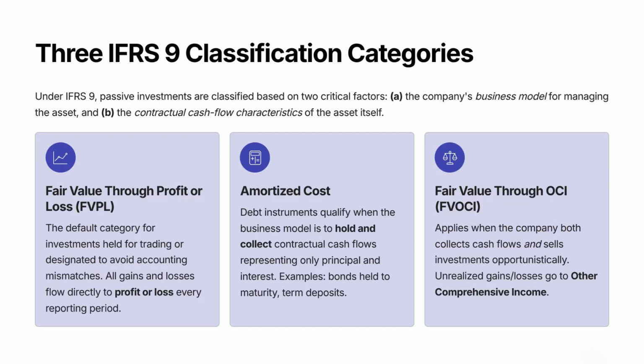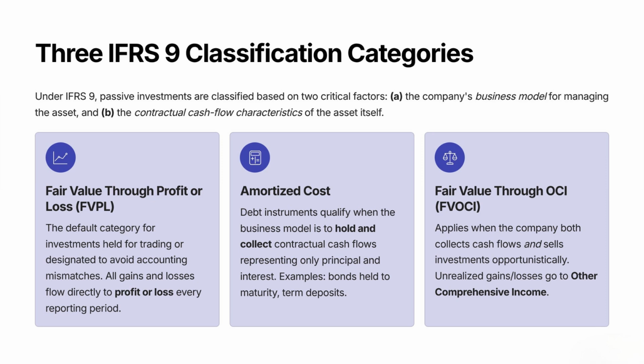Under IFRS 9, passive investments are classified based on two main factors: A, the company's business model for managing the asset, and B, the contractual cash flow characteristics. These two tests determine which of the three categories the investment falls under: fair value through profit or loss, or FVPL, amortized cost, or fair value through other comprehensive income, or FVOCI. Let's walk through each of them.